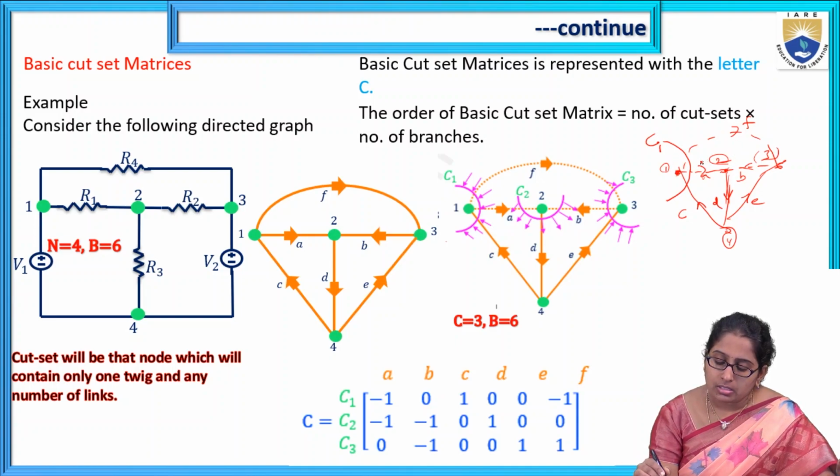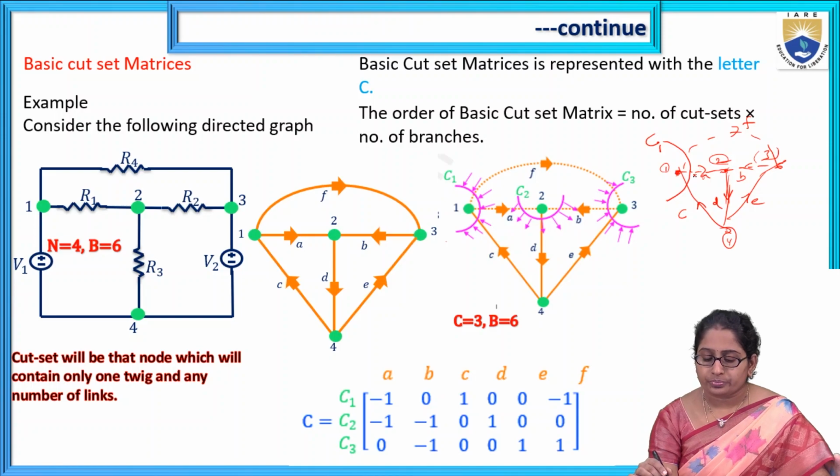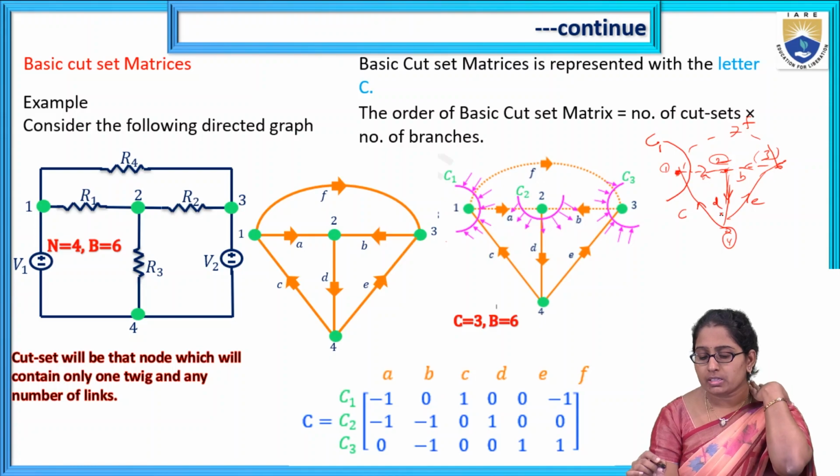Next, see that if you draw the cut set there, meaning if you cut the graph here, it will divide the total graph into two parts. Yes or no? If you cut at this point where C1 is shown, then what happens? The graph is divided into two parts. One side is only node 1, the remaining side is nodes 2, 3, 4.